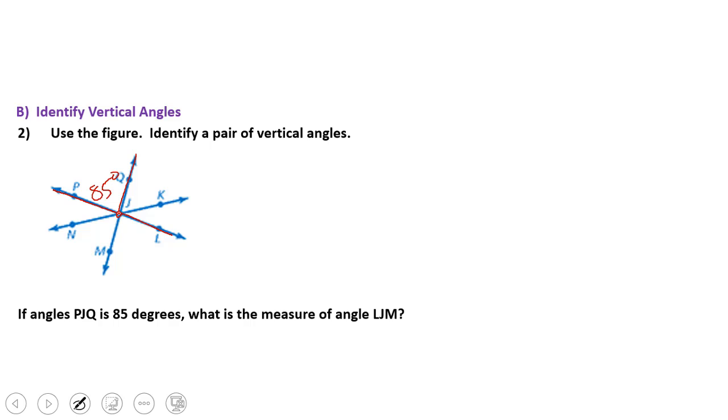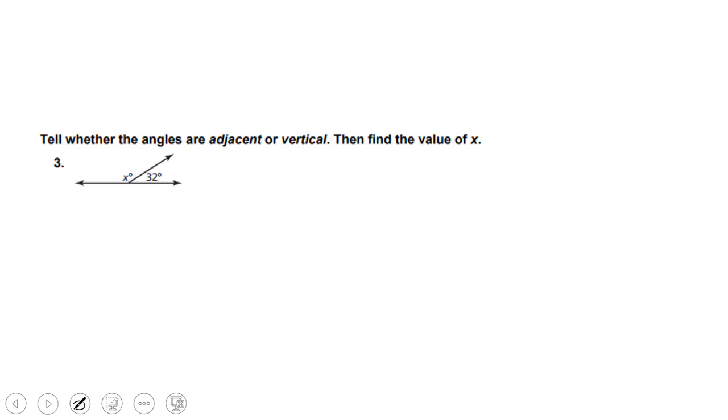Well, here's L, there's J, and there's M. So I just created 2 vertical angles. They share a vertex. They have 2 lines that are intersecting, and we have this opposite angle over here. We know that vertical angles are congruent, so that means it must be 85 degrees. Ladies and gentlemen, we have 4 quick examples before we move on to our second video.